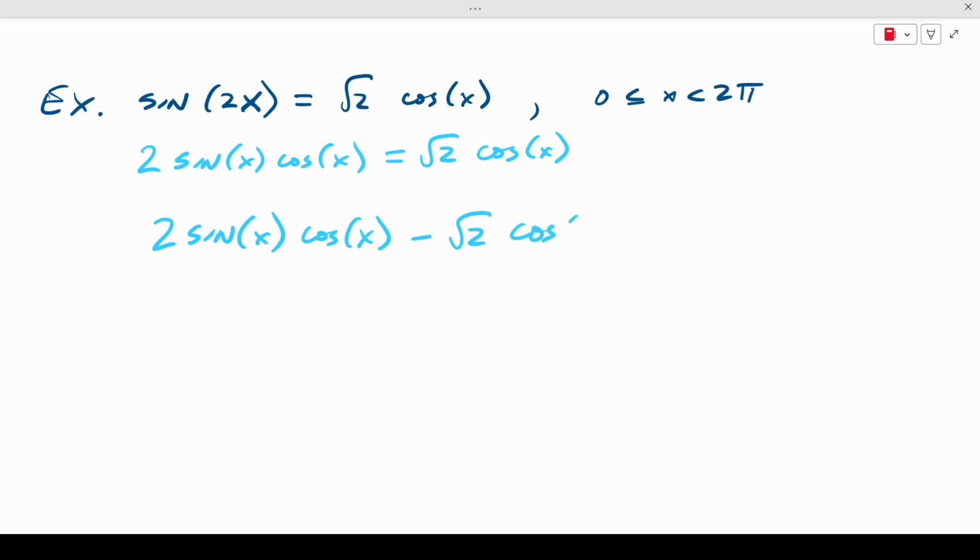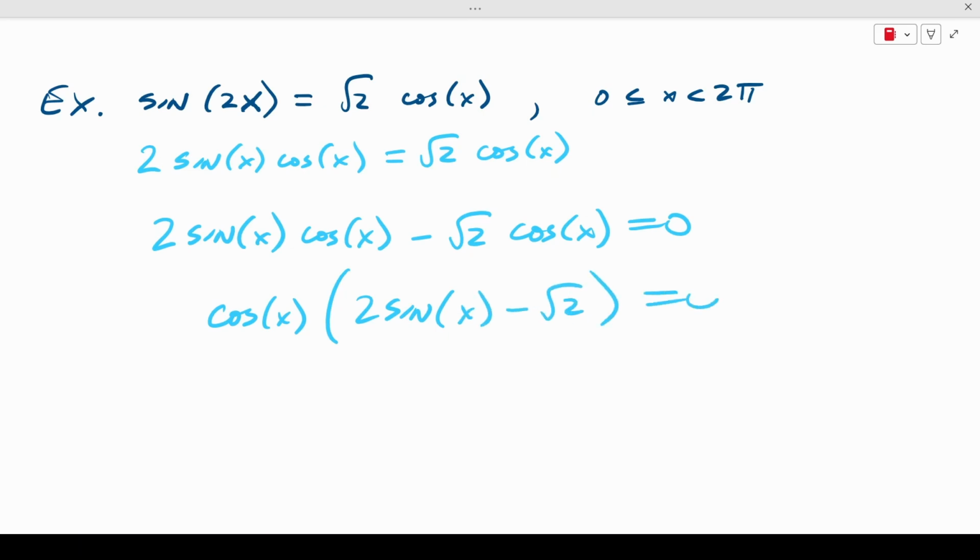By the way, there are no restrictions here, right? I'm not dividing by anything. I'm not square rooting a negative. This is just a root 2. It's just a constant. So there are no restrictions to worry about. Now, I can factor out a cosine of x, and I'm left with 2 sine x minus root 2 equals 0.